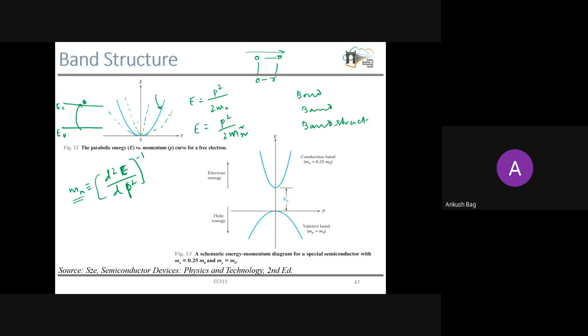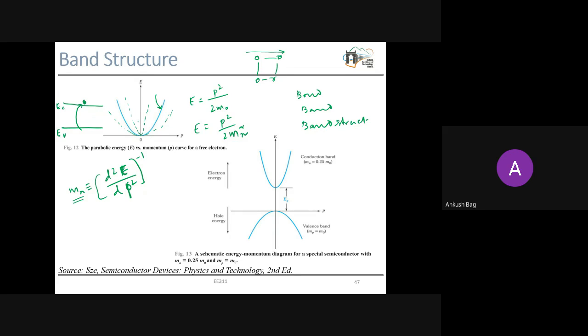From here you can see, the narrower is the parabola, then your d2E by dp2 will be larger, and then the inverse of this d2E by dp2 will be smaller. So narrower will be this band structure, so you will have lighter electrons. In this case, this is an electron conduction band. So lighter will be the electron, and then you will have faster and faster device.